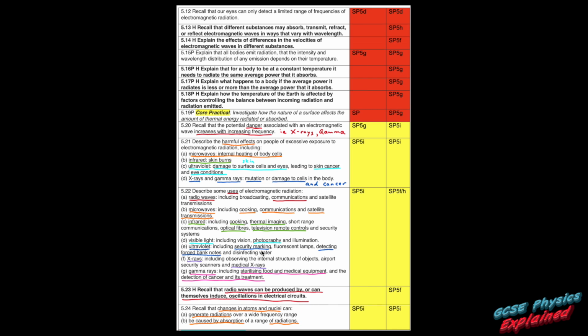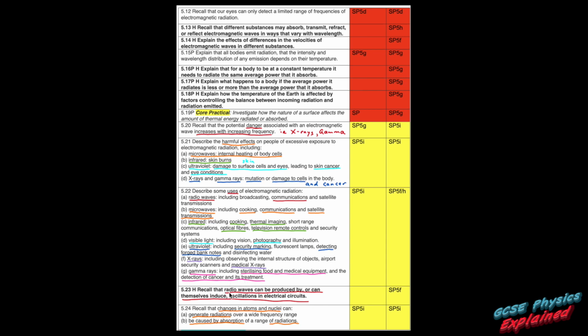Ultraviolet is for security marking, detecting forged banknotes. X-rays are for medical scans and checking inside of other objects. Gamma rays are for sterilising food and medical equipment, and detection of cancer and its treatment.